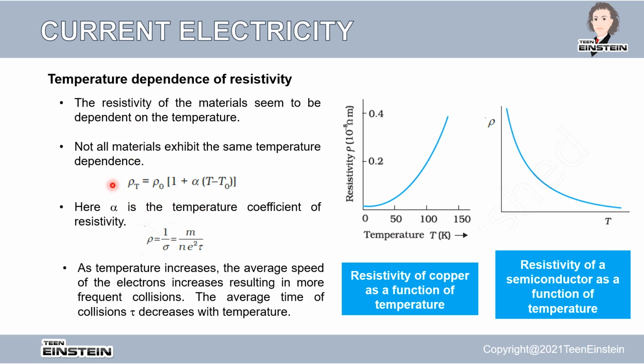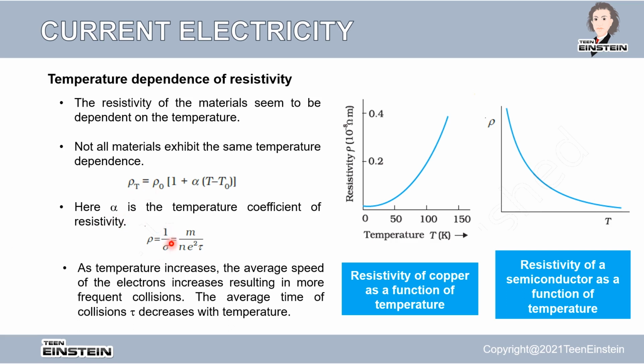So this is the relationship of rho versus T. Rho T is the resistivity at a particular temperature, and rho 0 is the resistivity at the reference temperature. Given that you know the resistivity at the reference temperature, you can find the resistivity at a new temperature T by using this relationship: rho 0 multiplied by 1 plus alpha times T minus T0. Here alpha is the temperature coefficient of resistivity. Alpha decides how much the resistivity changes when you increase the temperature, and it is different for different materials. It's also a material dependent quantity.